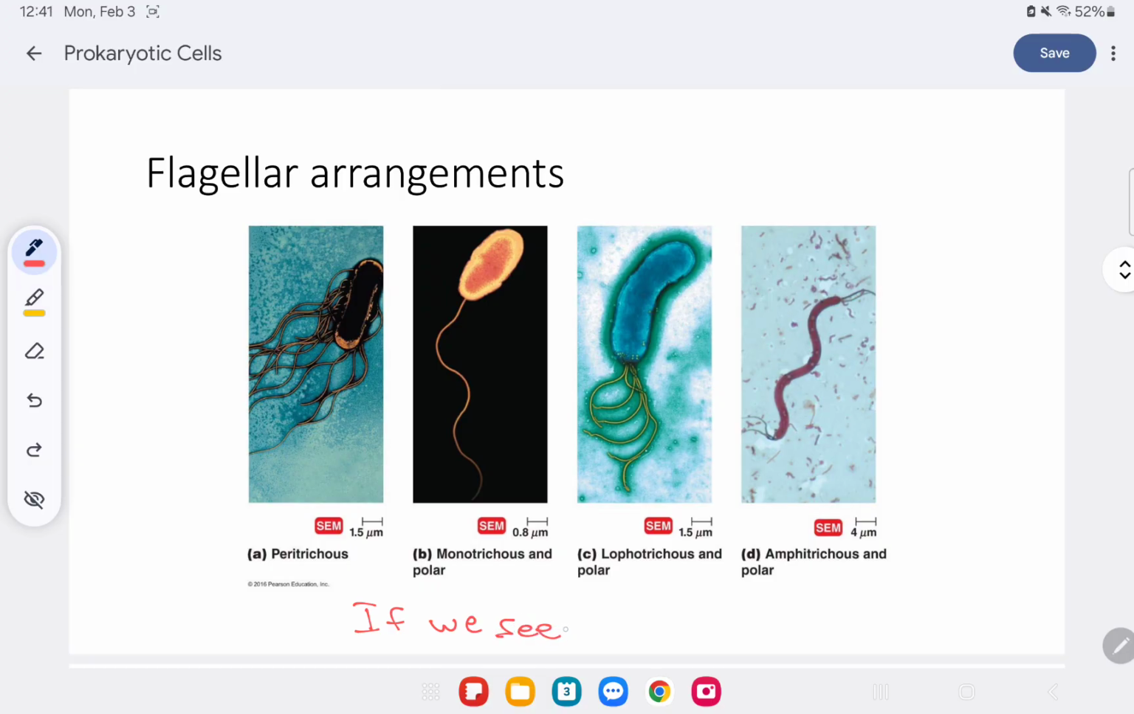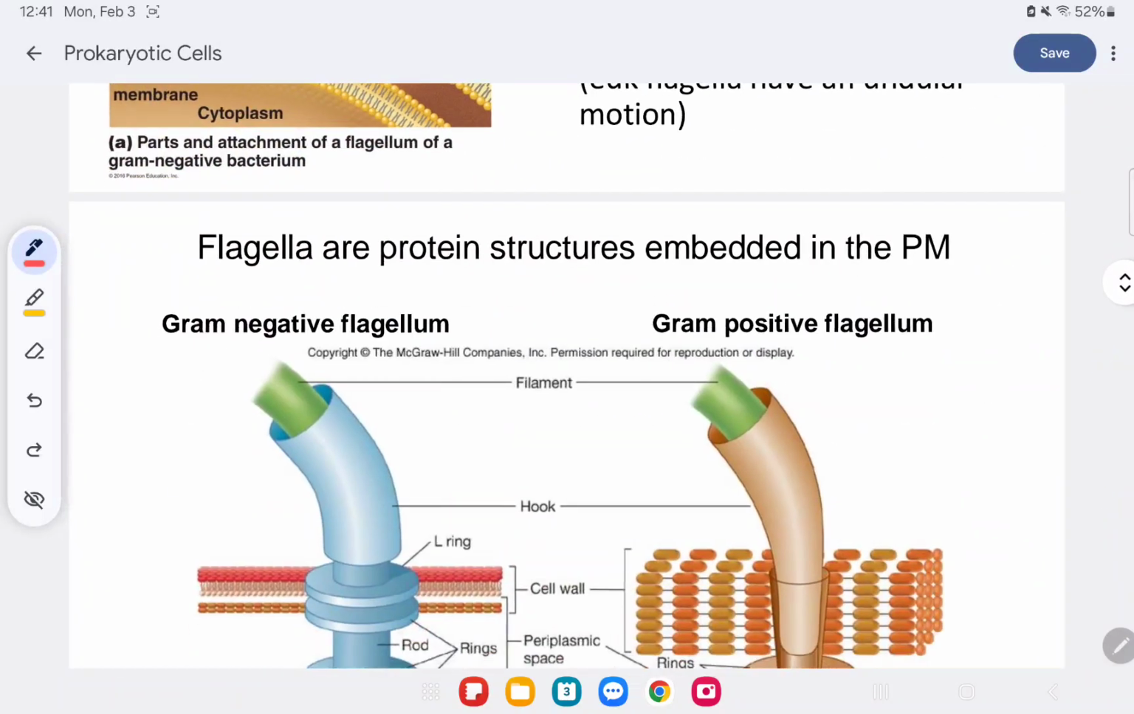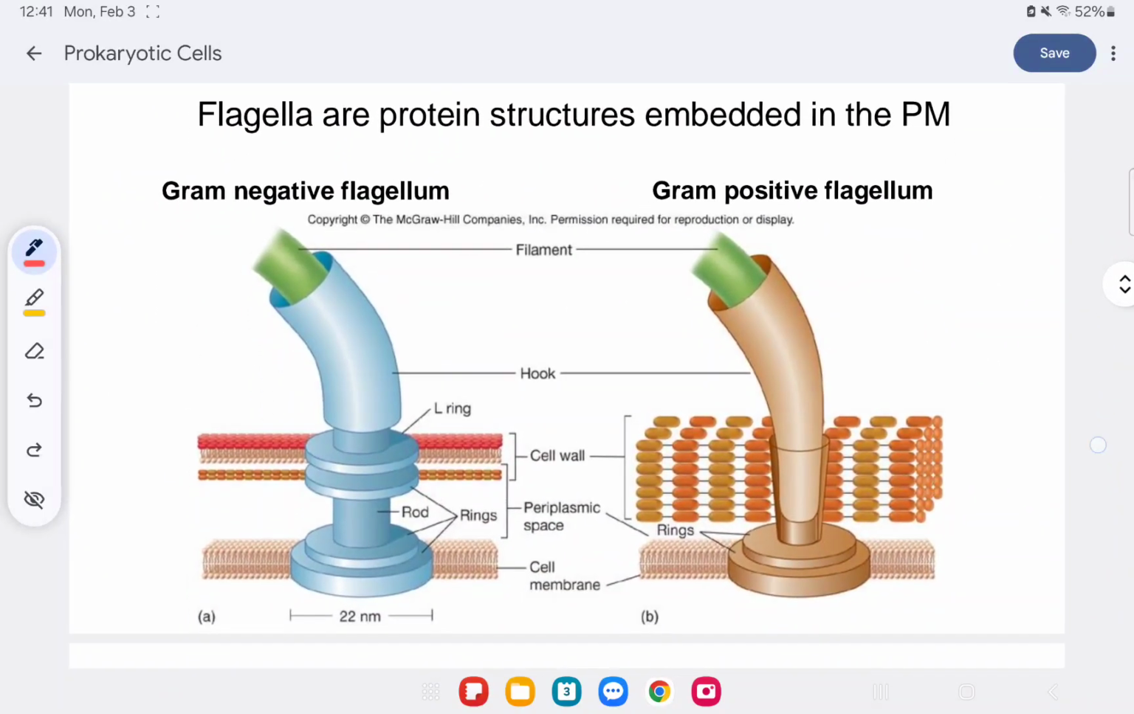Okay. Flagella occur in both gram-positives and negatives. Okay, despite the fact that we keep looking at gram-negative flagellated organisms in the lab, and so then you start thinking that only gram-negatives are flagellated. That is not the case.